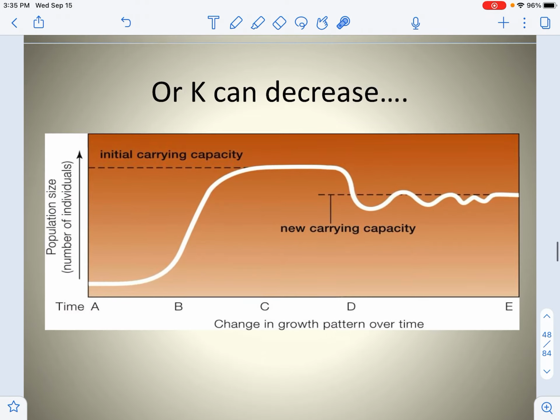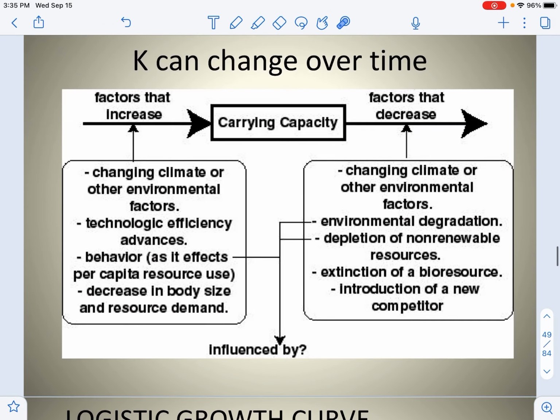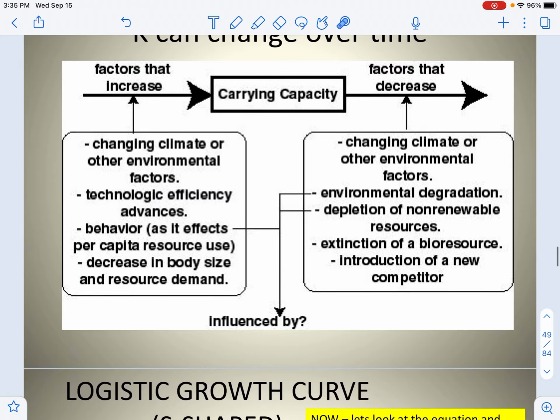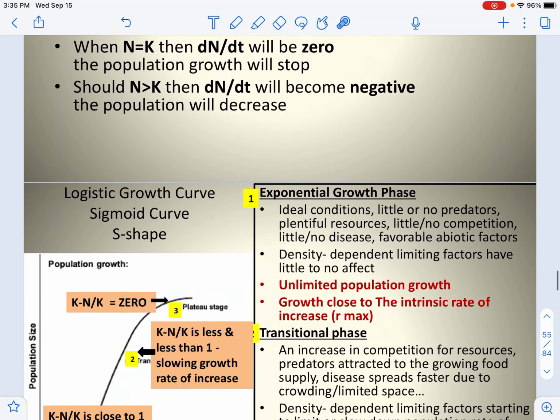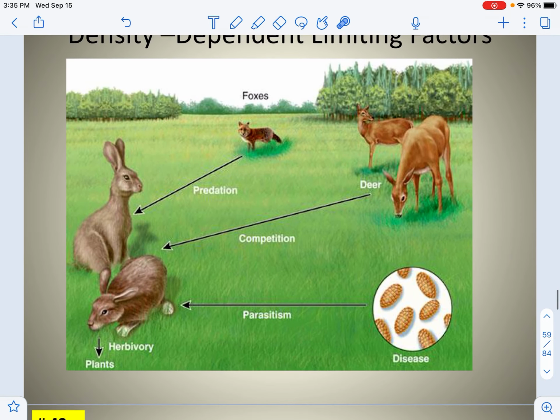Now, the carrying capacity can change over time, and there are things that can cause it to go up or down, and all of that's listed there. The rest of that I'm going to go through in class. I just want you to get that brief introduction. I think I asked you about survivorship curves, which are at the end of the notes here. We'll do all this in class.